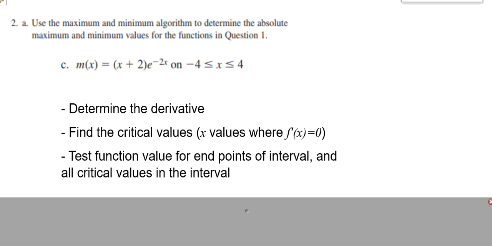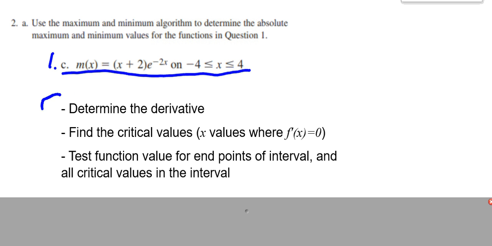Question 2 says to use the maximum and minimum algorithm to determine the absolute max and min for the functions given in question 1. Question 1 gave us this function as part C, and the original question 1 said to find max and min by graphing. We're not going to do that. We're going to find max and min using the algorithm.